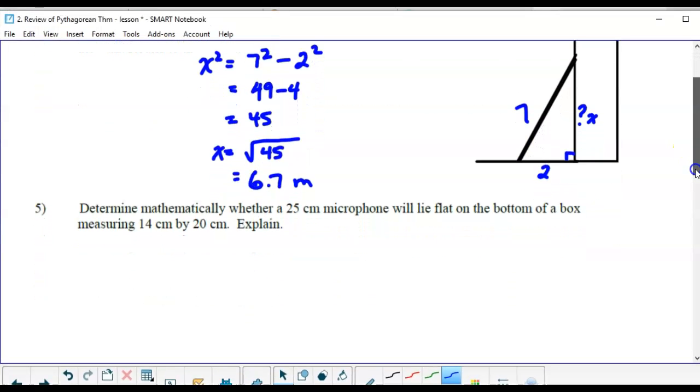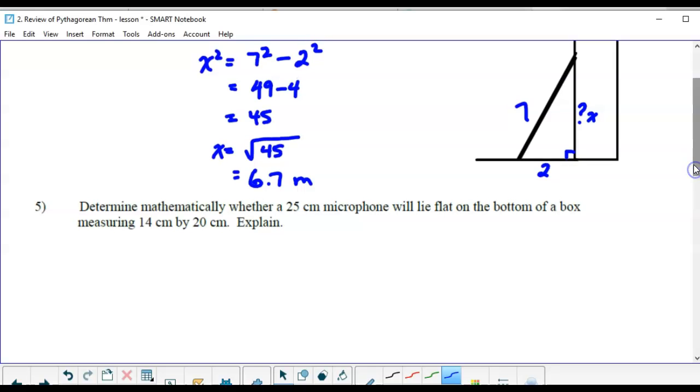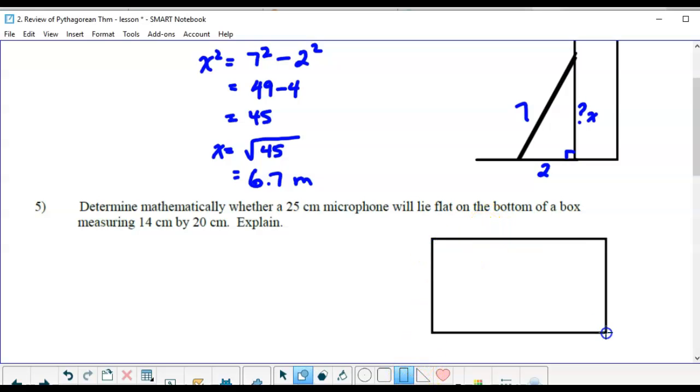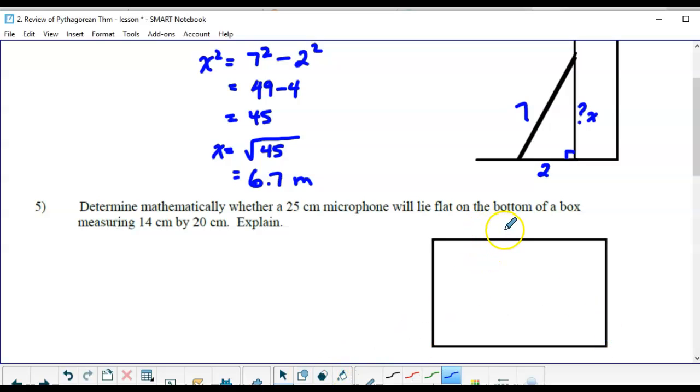Okay. Next one, determine mathematically whether a 25 centimeter microphone will lie flat on the bottom of a box measuring 14 by 20. So if I draw a rectangle like this, 14 by 20. So the longest would be 20, this would be 14, and it's a 25 centimeter microphone. So obviously I can't put the microphone long ways. So how will it fit in?